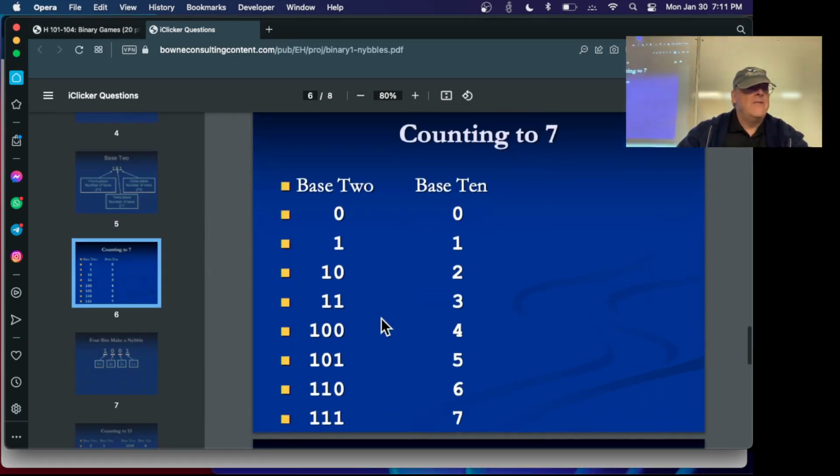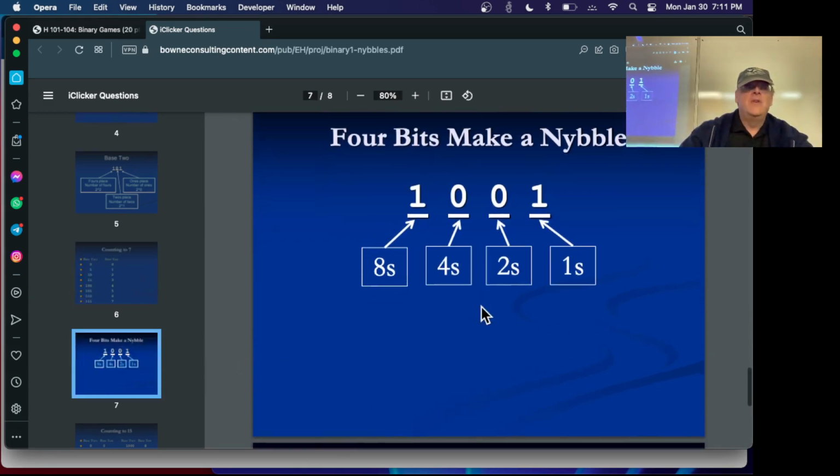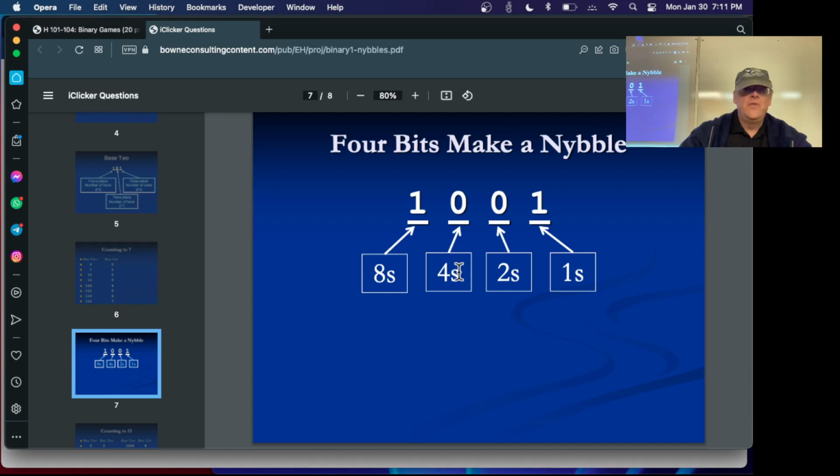So you can count to 7 with 3 bits. This is 1. 1, 0 means a 2 and no 1s. This is a 2 and a 1. And 7 is a 4, a 2, and a 1. So 1, 1, 1 is 7 in base 2. And a nibble is half of a byte, with 4 bits. You have 1s, 2s, 4s, and 8s. So that 4-bit object is called a nibble.